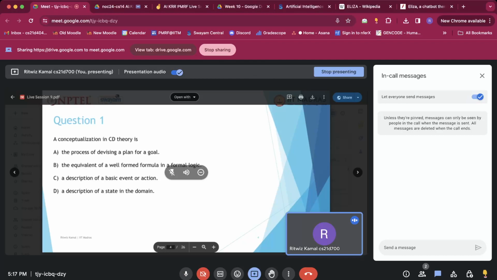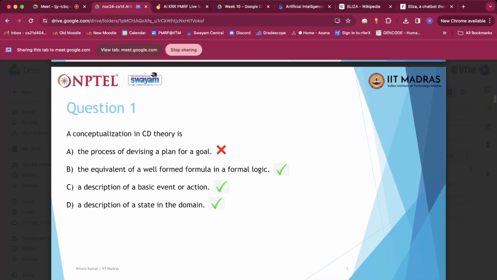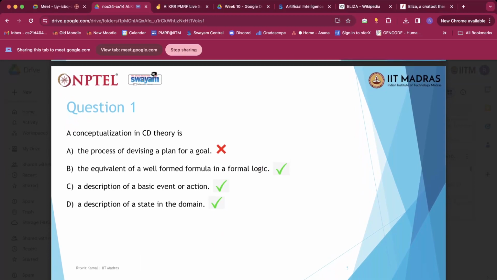The correct answer in this case would be B, C and D. If we go through the options one by one, the process of devising a plan for a goal is not relevant to the conceptualization in CD theory. On the other hand, CD theory is concerned with conceptualization being the equivalent of a well-formed formula in formal logic, as we saw in the lecture slides as well. It can also involve a description of a basic event or an action, and it can also be a description of a state in the domain. This is an example of a straight recall based question, and the correct answers are B, C and D.